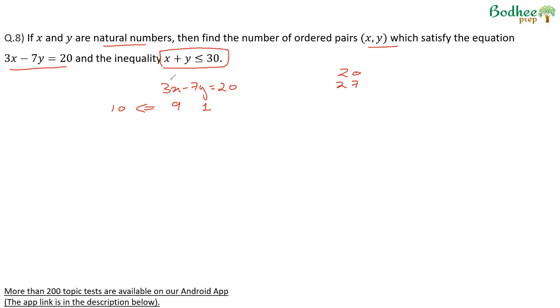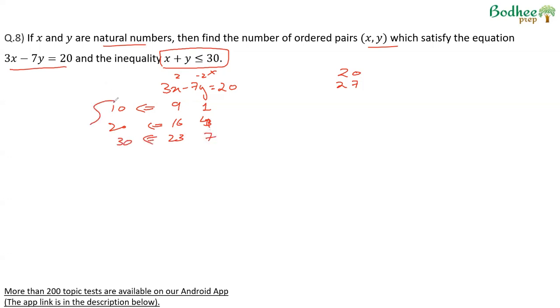For example, if we put x as 2, 9 minus 7, y will have to be minus 2. 3 twos are 6, minus 7 times minus 2 is 14, 20. But this will not be a natural number. The next solution will be: add 7 here, so 16, and add 3 here, 4. Here the sum is 20. The next solution will be: add 7 here, 23, and add 3 here, 7. This sum will be 30.